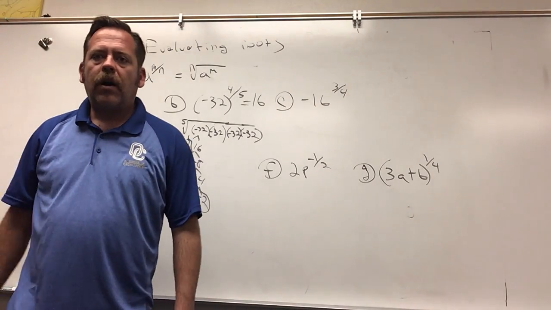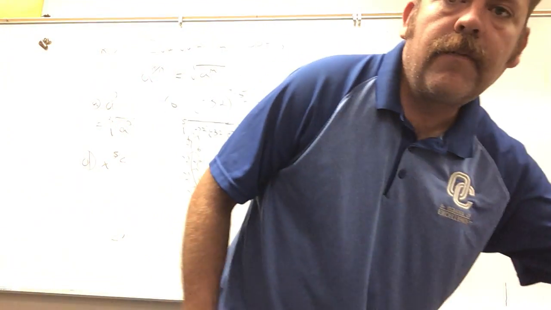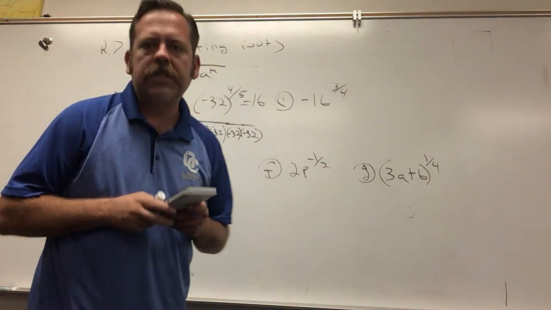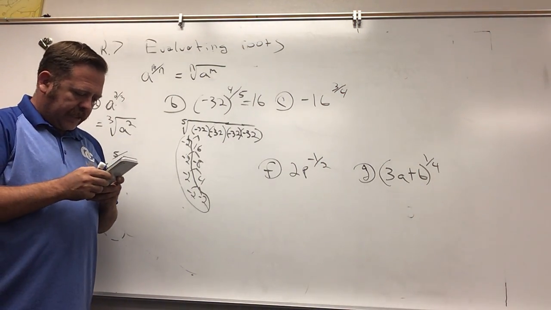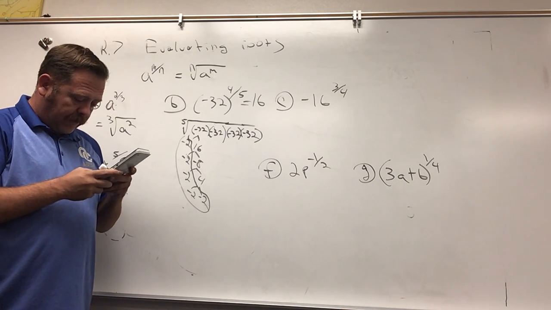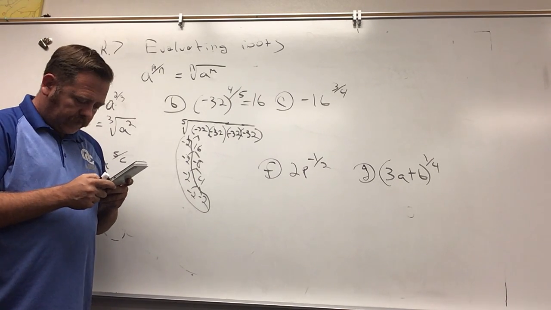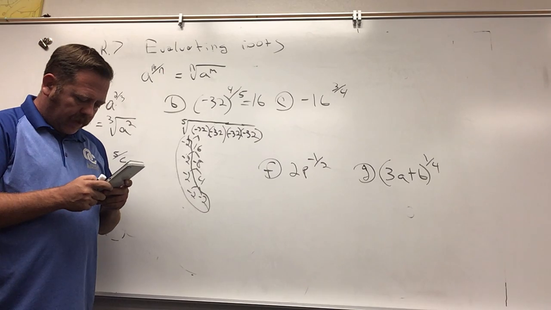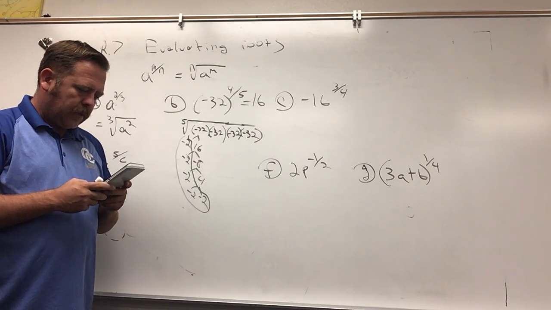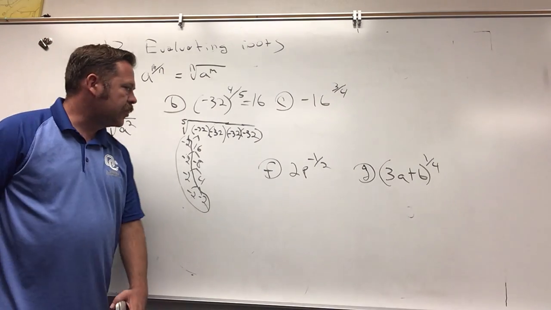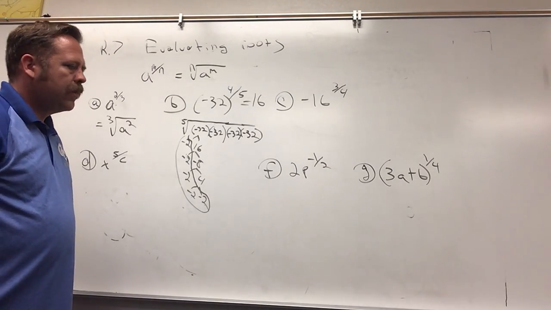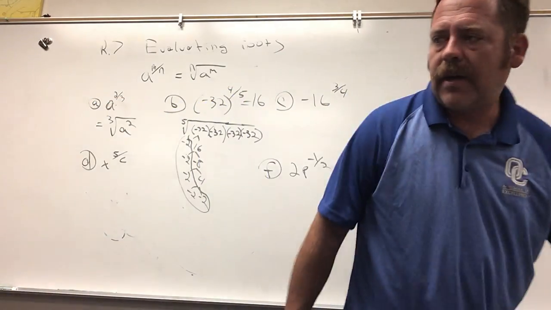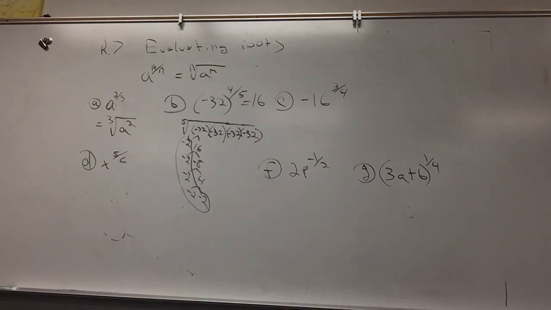Wow. I wonder, what if we plug that one into our calculator? You think it's going to work? Let's do, in parentheses, negative 32 to the 4/5 power. 16. Wow, that's awesome. That was kind of messy, but I'm going to erase it and put that other problem back up so we can get to everything here.